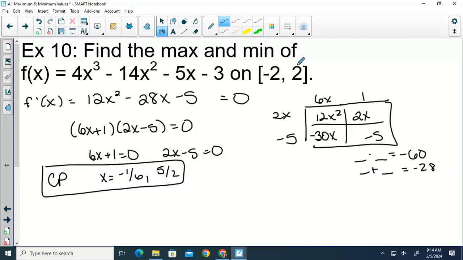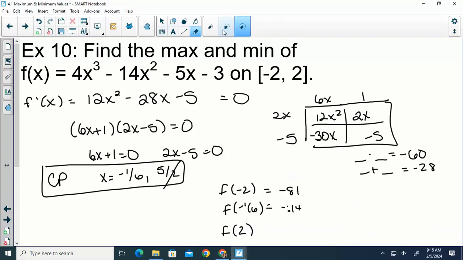Are both of those in my interval? No, 5/2 is 2.5. It's outside my interval, so I don't have to test that one. So we need to look at -2, -1/6, and +2.